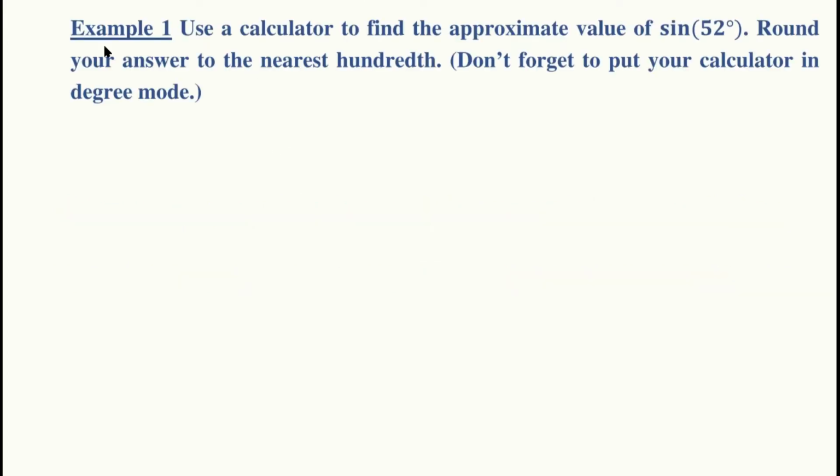So in our first example, we're going to use a calculator to find the approximate value of the sine of 52 degrees. Of course, 52 is not one of the special angles we've been dealing with. So we are going to go ahead and use a calculator, and we're going to find the answer to the nearest hundredths. So pay attention to all these instructions, please. And we're of course going to make sure the calculator is in degree mode first.